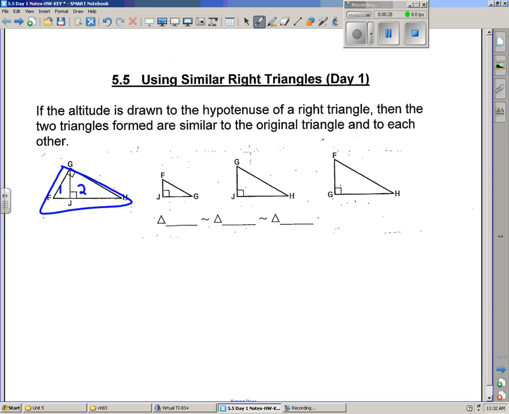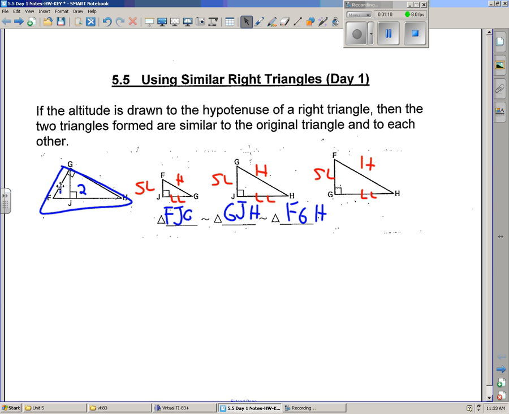And if we rotate, translate, and reflect all these triangles to make them all going in the same direction, you'll see that they're all similar: FJG is similar to GJH, which is similar to FGH. And the reason is all of these are short legs of their particular right triangles, all of these are the longer legs, and all of these are the hypotenuses of their original right triangles. So that's how we're pairing them up: short legs, long legs, and hypotenuse.